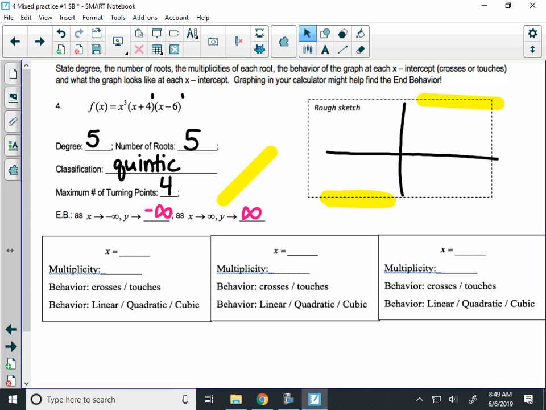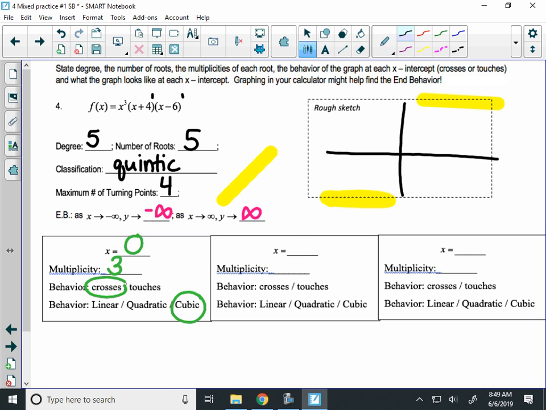The first root, x cubed, is the factor. That means you have a root at 0. Its multiplicity is 3. That's the exponent. 3 is odd, so you're going to cross the axis. And polynomials of degree 3 are called cubic, so that's what my root's going to look like.